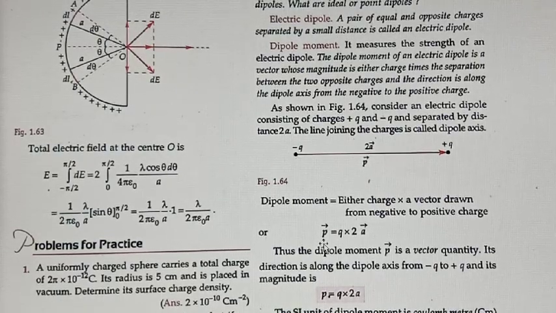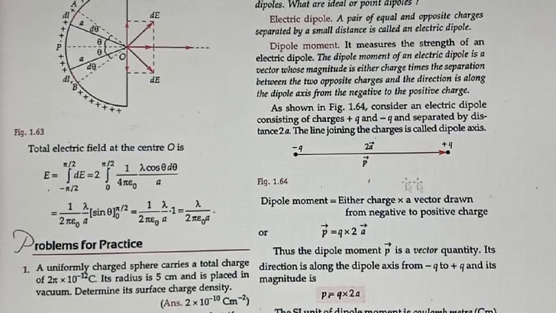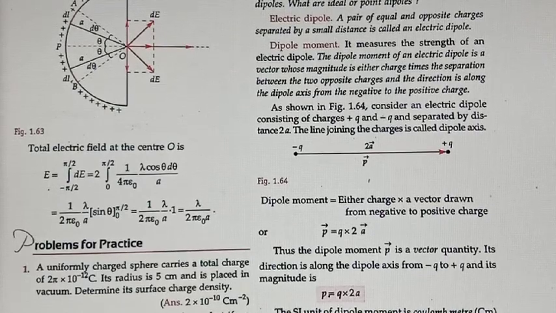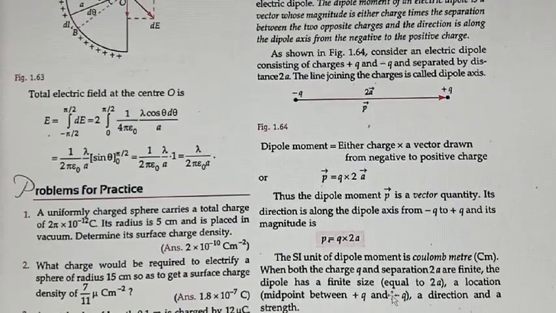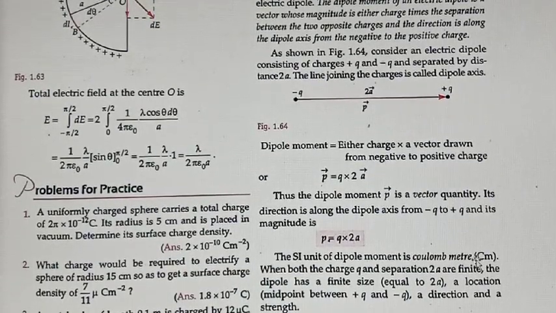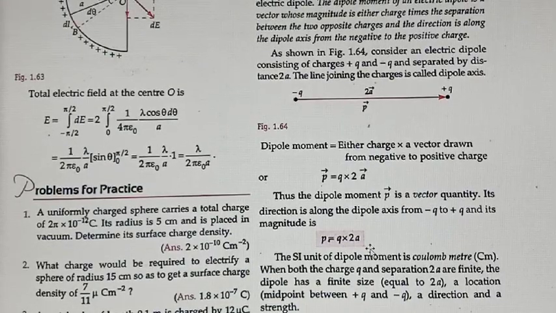So the vector notation, you can see, p is equal to q into 2a. You can see the vector 2a here in this diagram. Direction of 2a, you see. So from this expression you can conclude that the direction of dipole moment is from negative charge to positive charge. So dipole moment is a vector and its direction is from negative charge to positive charge. The SI unit of dipole moment is coulomb meter. For charge it is coulomb and for distance it is meter.